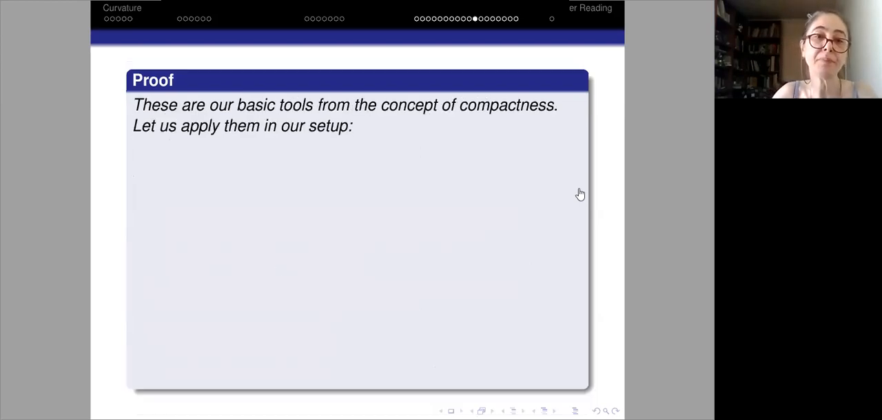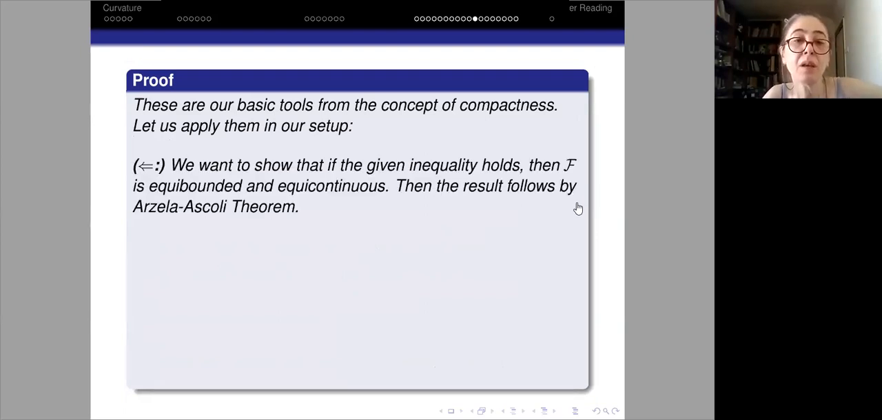So these are our basic tools from the concept of compactness, and we want to apply them in our setup. First, we want to do the opposite direction. We want to show that if the given inequality holds, then F is necessarily equibounded and equicontinuous. Then the result follows by the Arzelà-Ascoli theorem.